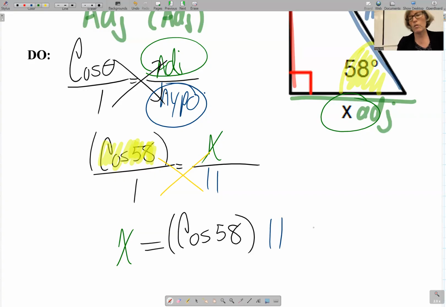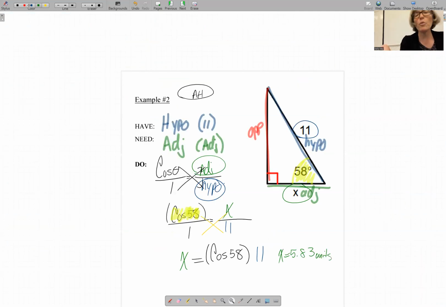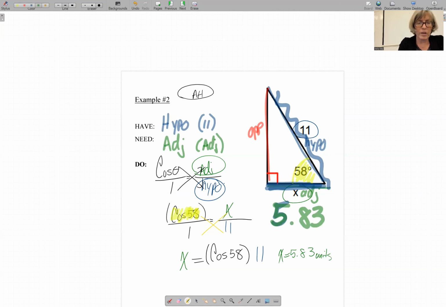5.83. Come over here, x equals 5.83. Check for units, no units. So we go like this, units. Now just do your logic check. If our hypo is 11, then our side length has to be less than 11. And we have here 5.83. And if this is 58, over here, that's going to be 32. So here's how you do your check. Smaller angle, smaller side, larger angle, larger side. Ta-da! Logically, it fits.